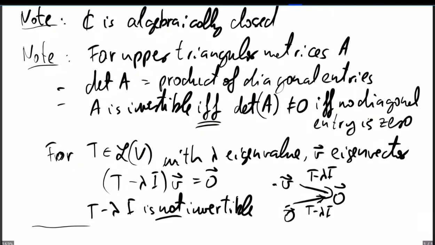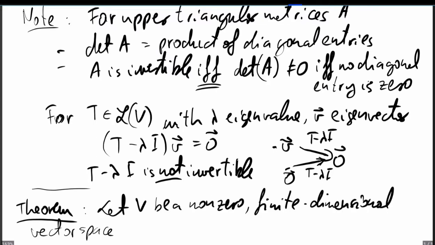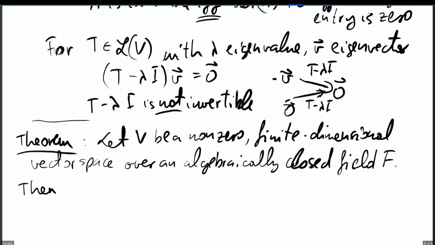Let's see the first important theorem in this section. Let V be a non-zero finite-dimensional vector space over an algebraically closed field F. Then each linear operator on V has an eigenvalue.